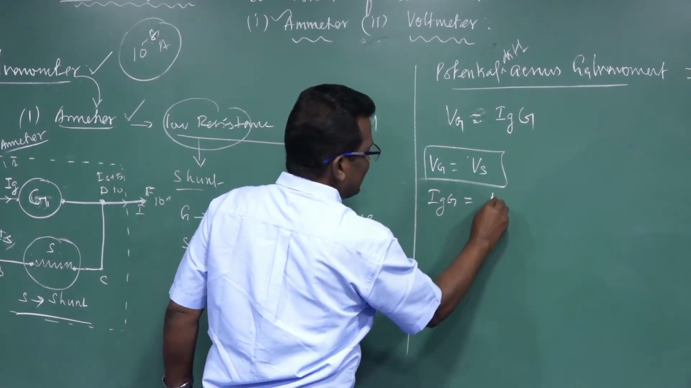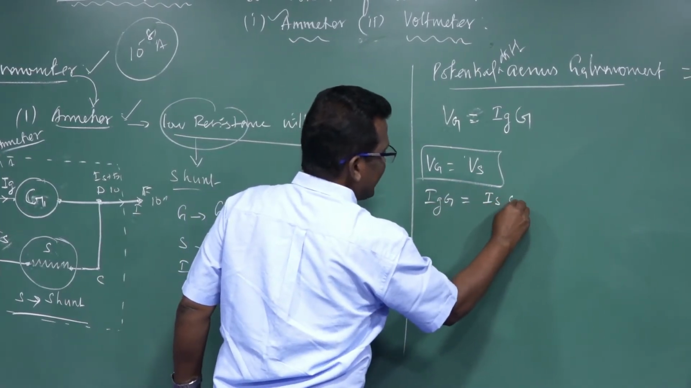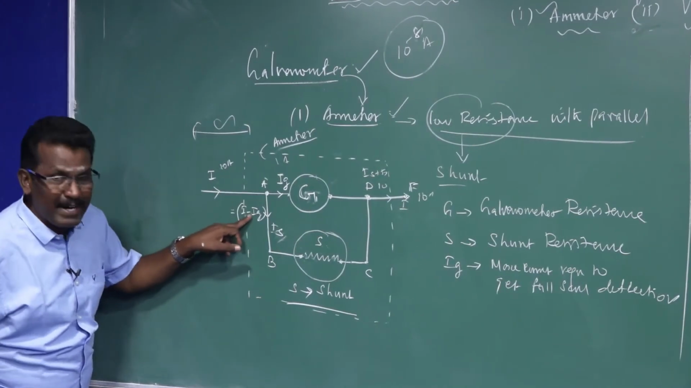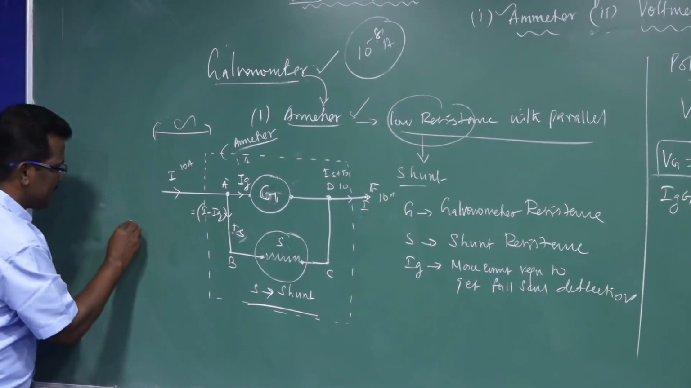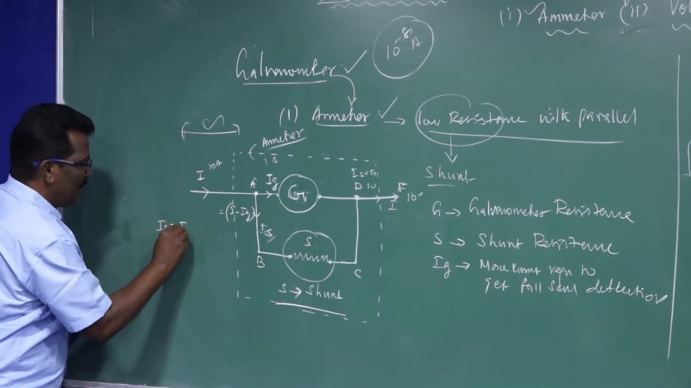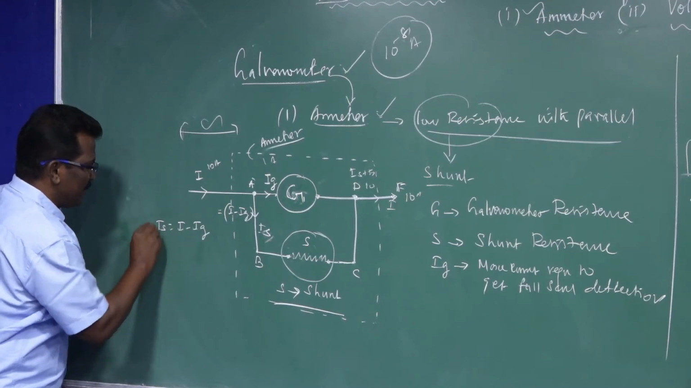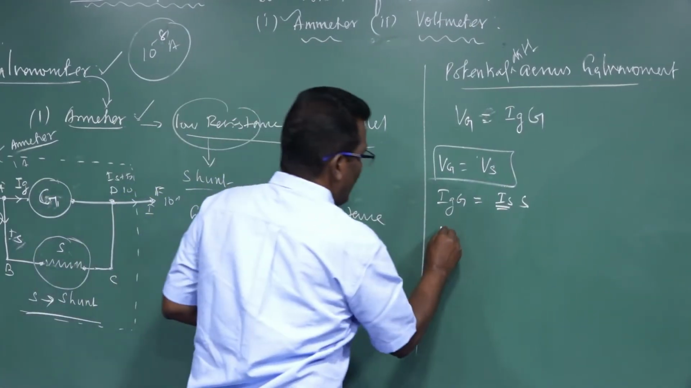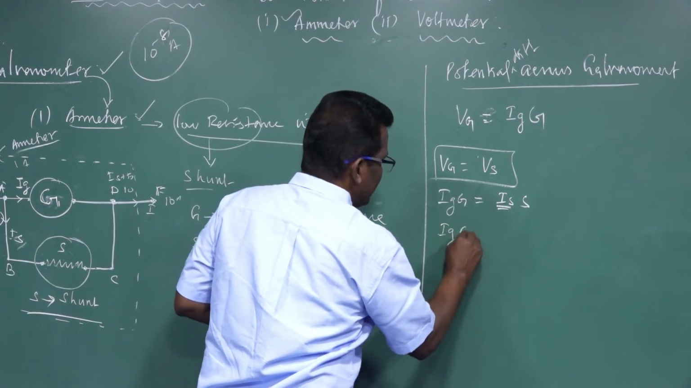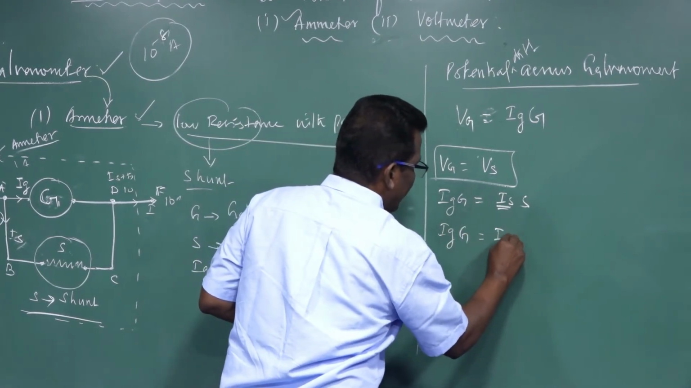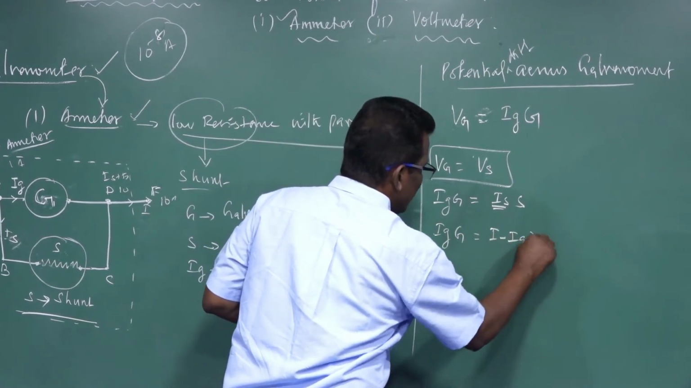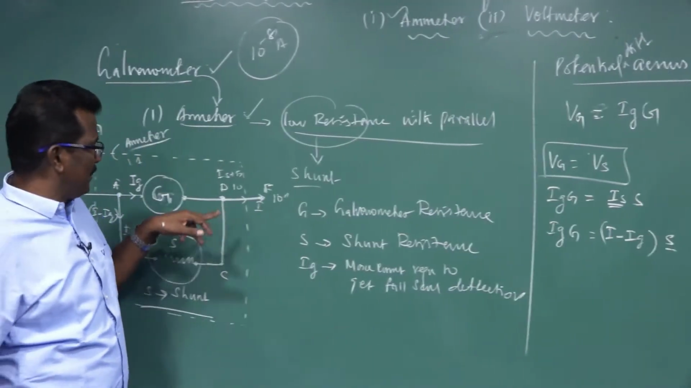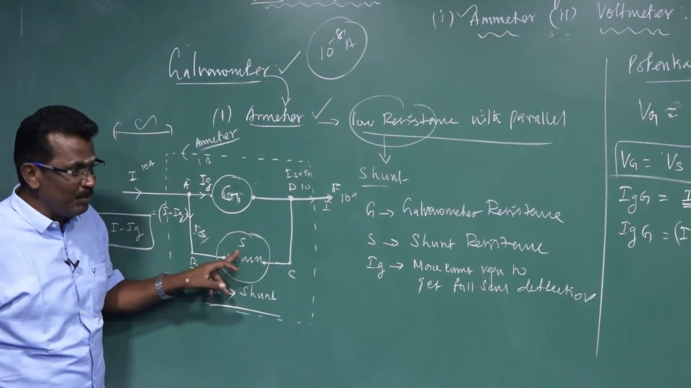What is the VS? IS into S. What is IS? This is equal to I minus IG. IS is equal to I minus IG. Okay. So IG into G is equal to I minus IG into S. From this, we can calculate the value of the shunt. Shunt resistance could be calculated.